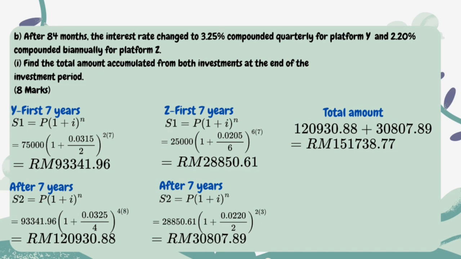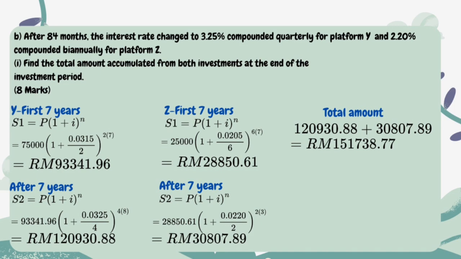So after 7 years, we use the same formula. S equal to P times (1 plus I) to the power of N. So 93,341 ringgit and 97 cents times (1 plus 0.0325 divided by 4). The power of N is 32. The answer is 120,930 ringgit and 90 cents.